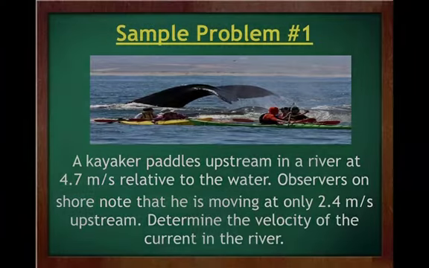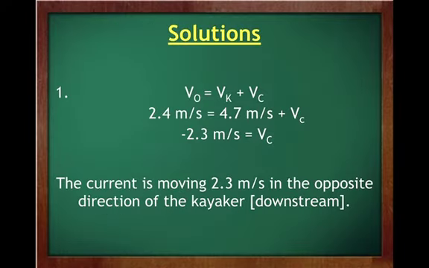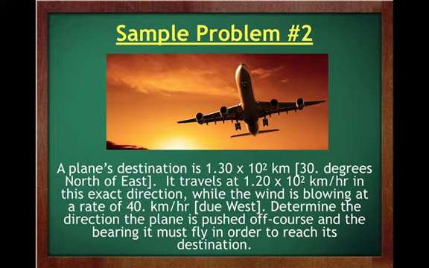So like I said, that one starts off pretty straightforward. Again, there's your typed out solution if you need it, right? So the current is moving 2.3 meters per second in the opposite direction of the kayaker. So if the kayaker is moving upstream, we can say that the current is downstream. Okay. All right, let's look at one that's a little bit different, right?